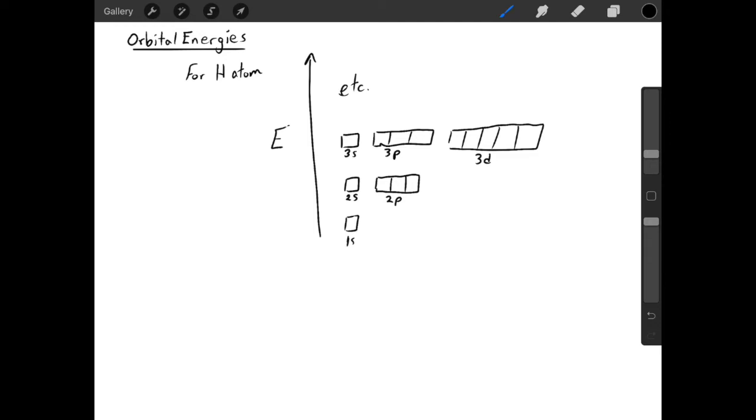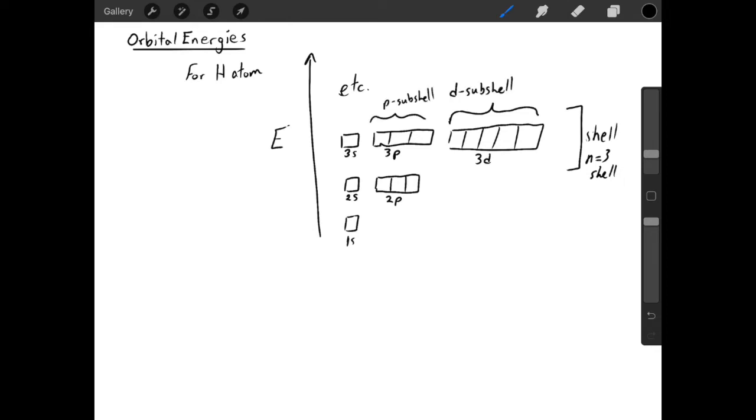And I'll use this diagram to briefly highlight the differences between shells, subshells, and orbitals. So the shell in this case is everything with the same principal quantum number. So the 3s, the 3p, and the 3d orbitals all belong to the same shell. That is the n equals 3 shell. All of the 3d orbitals that are grouped together, the entire set of d orbitals, is referred to as a subshell.